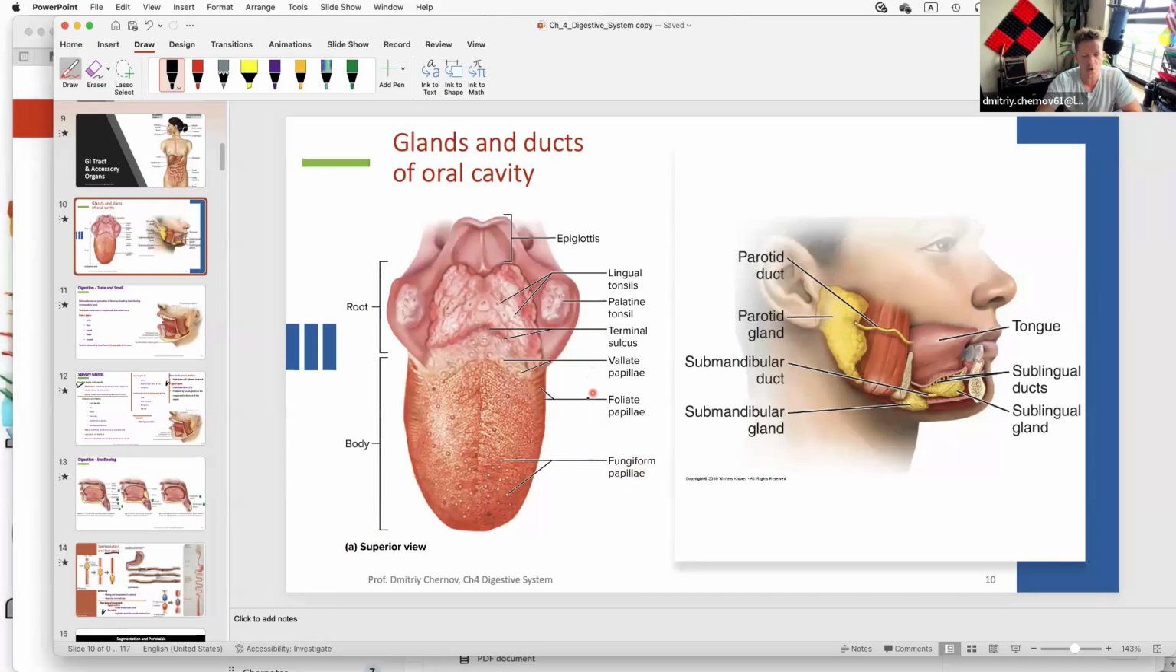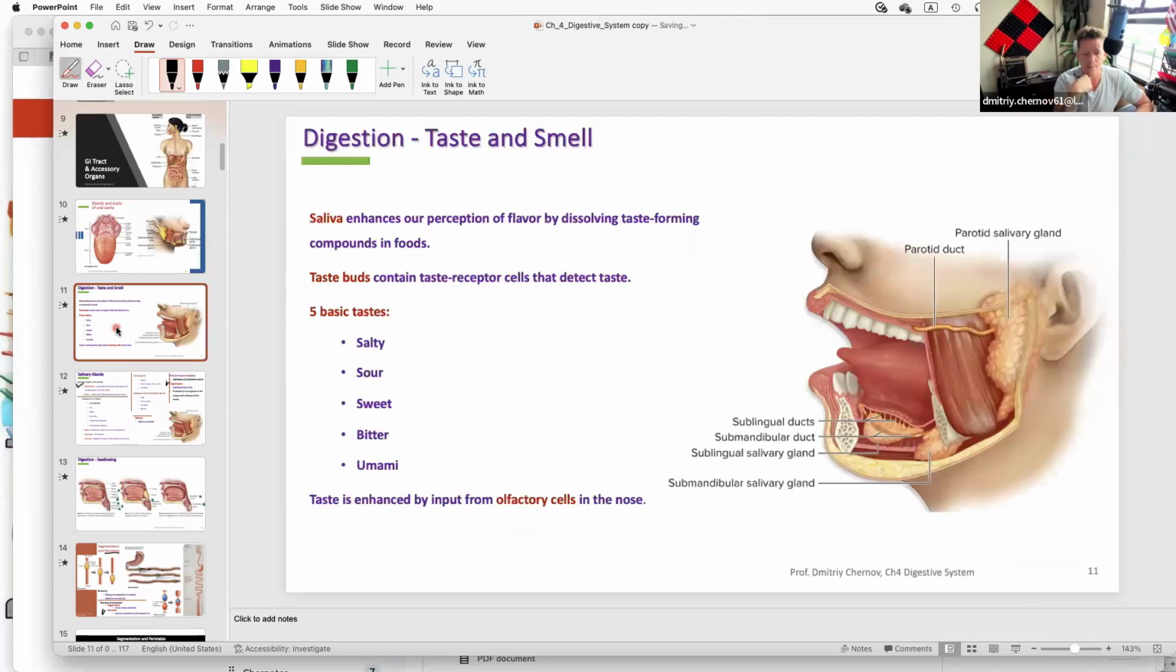Fungiform, foliate, vallate papillae, terminal sulcus, palatine, lingual tonsils, not important. Well, there are tonsils, and there are also taste buds. So these are the taste buds, and these are the tonsils. Again, taste buds, all general. We are able to distinguish between 5 basic tastes: salty, sour, sweet, bitter, umami. I'm sorry, umami is like a type of metallic taste.